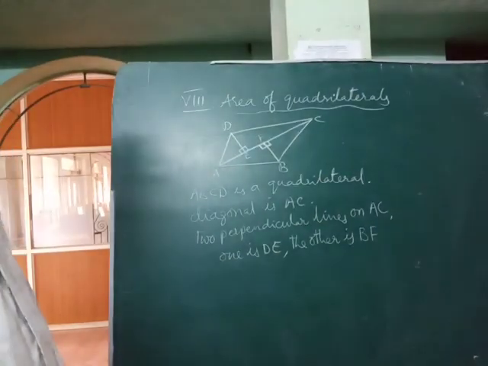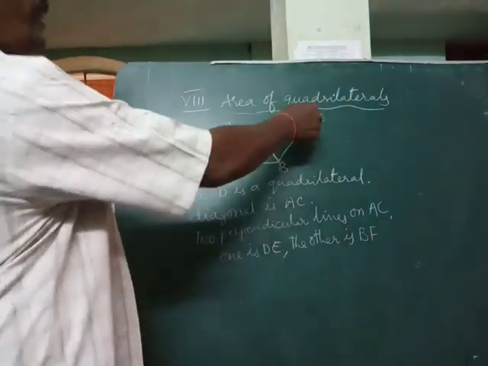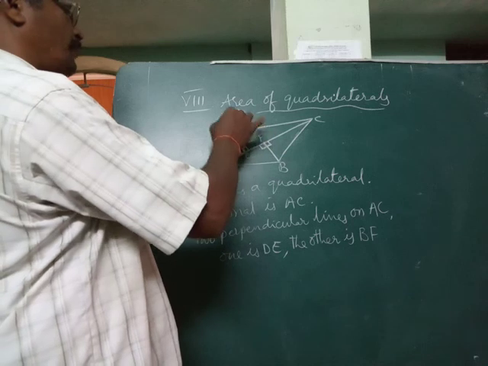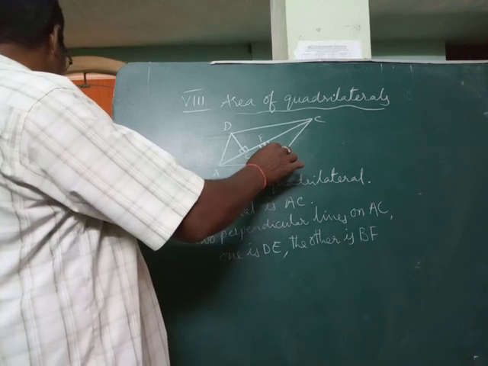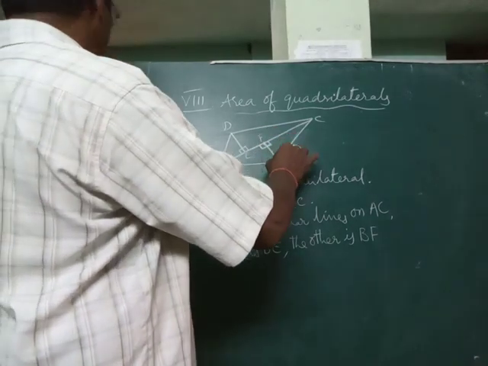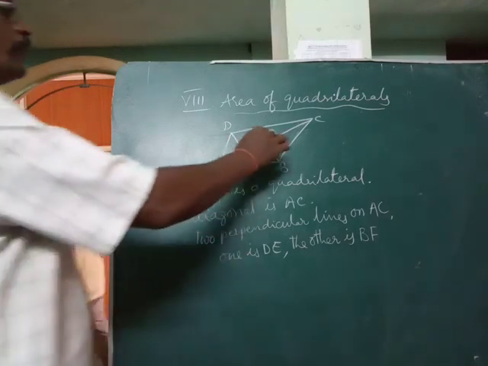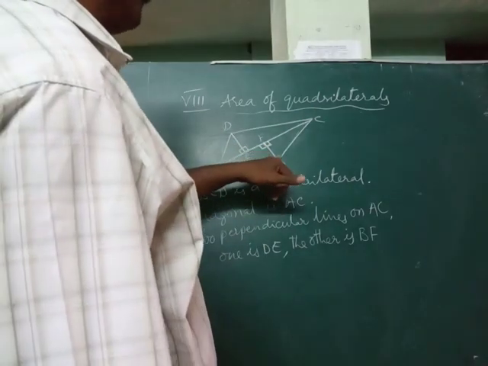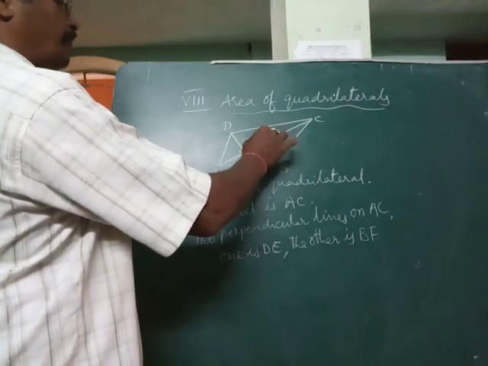This is the diagram. Once again, repeating. ABCD is a quadrilateral. AC is the diagonal. This is the perpendicular line on AC from D, and this is one more line on AC, one more perpendicular line from B. This name is DE. This name is BF.